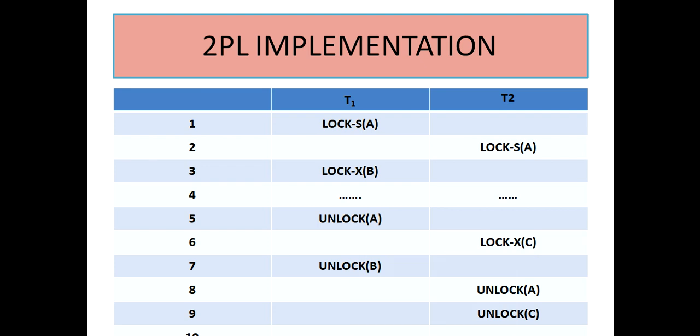Then at moment 7, you see that these time instants are very important. All these things are happening with respect to time, so you have to consider this column seriously. Unlock B at 7 means that data item B, which was locked through an exclusive lock by T1, is now unlocked. Then at moment 8, T2 unlocks A, and unlocks C at moment 9. I hope you have taken a screenshot.